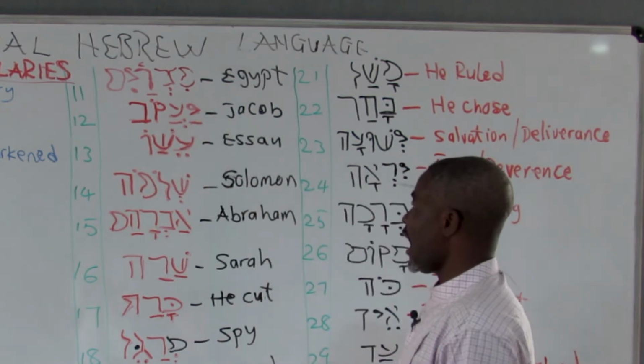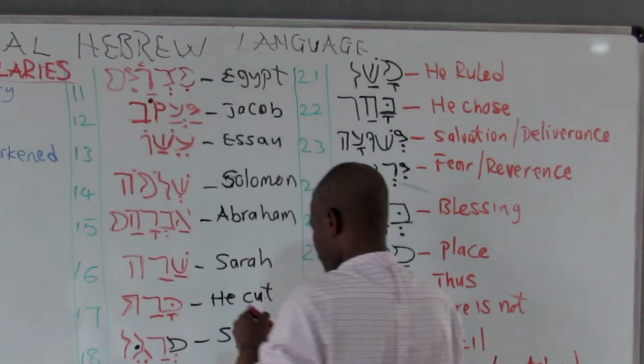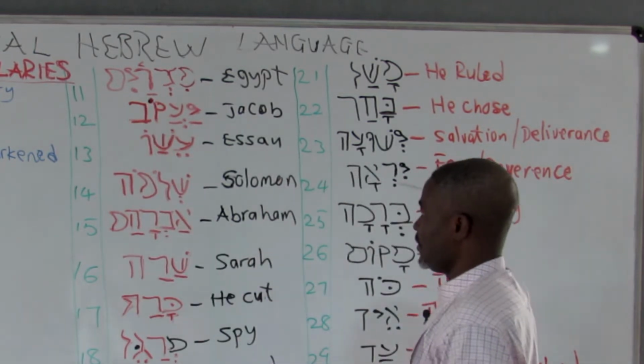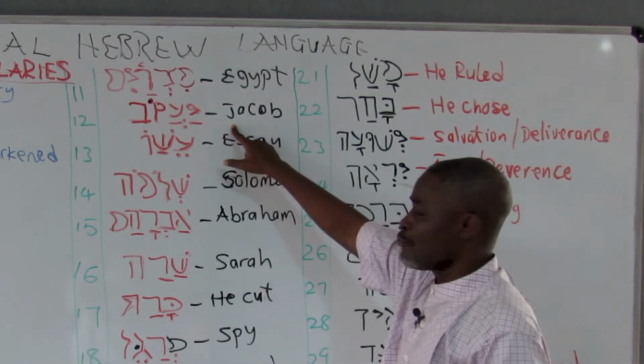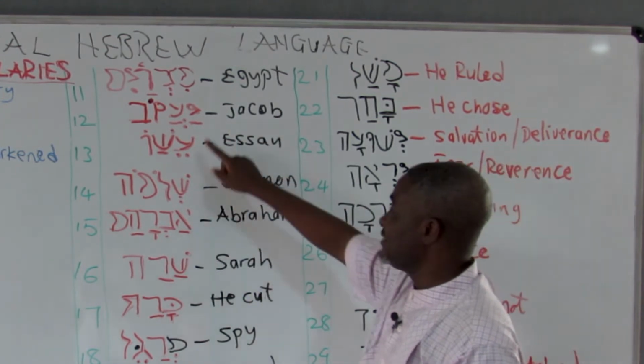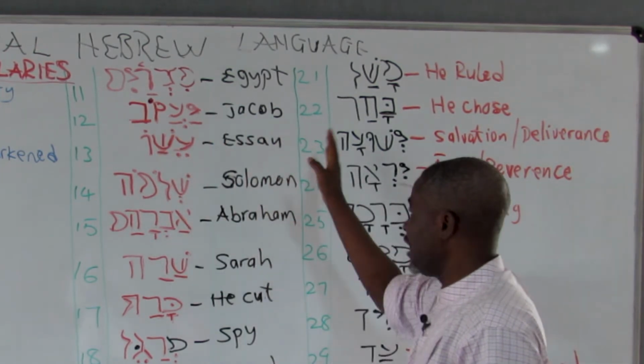Yaakov stands for Jacob. Hebrew does not have the letter J. What most of the time stands in for J is the letter Yod. Then you have Yaakov, which is Jacob.